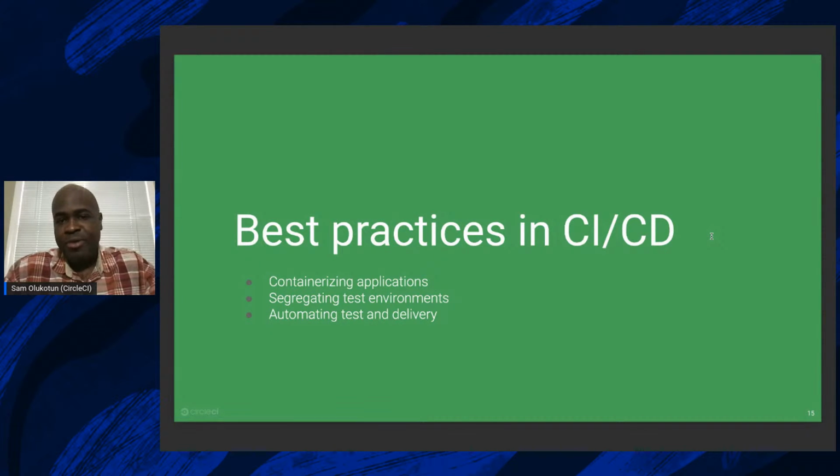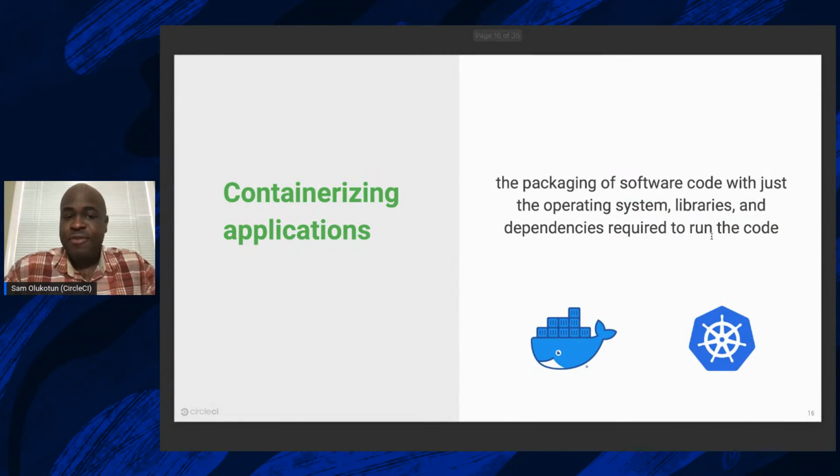Next, I'd like to talk to you about some of the best practices in CI/CD. Particularly, I want to focus on containerizing applications, segregating your test environments, and automating your test and delivery. In terms of containerizing applications, what we're referring to is the packaging of your software code with just the operating system, the libraries, and the dependencies that are required to run the code. These days, when we talk about containerizing, the technologies that typically come to mind are Kubernetes and Docker.